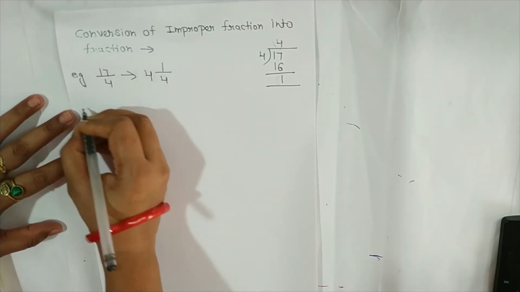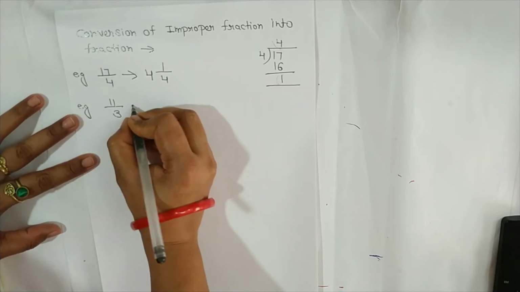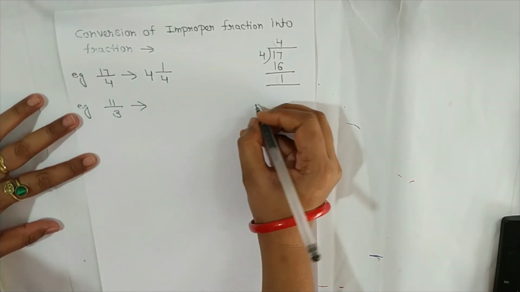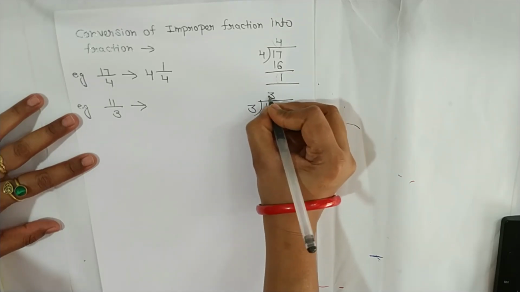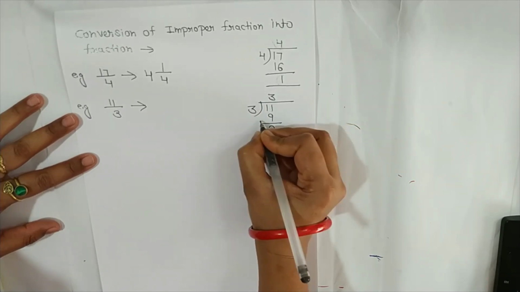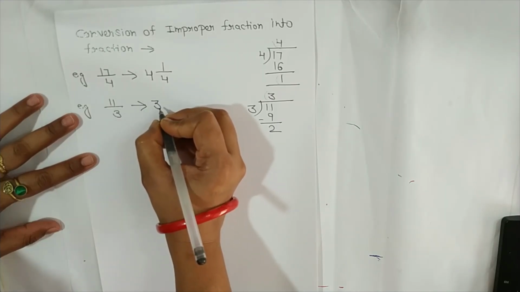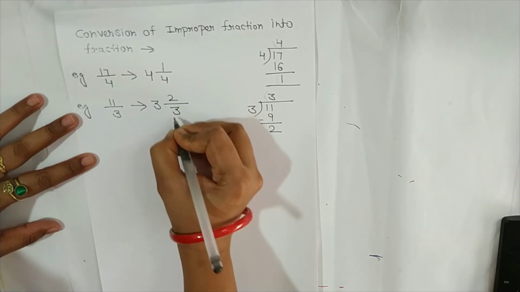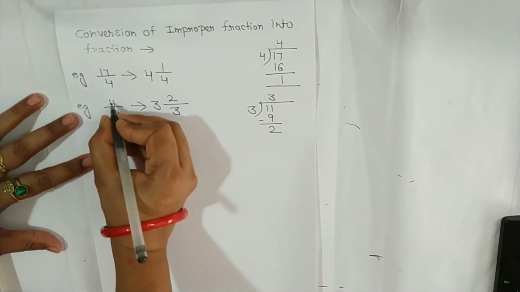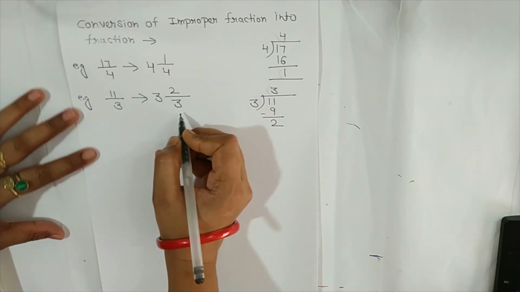We will take another example. Suppose 11 upon 3. Now you have to convert it into a mixed fraction. So same procedure, 11 divided by 3, 3 3s are 9, remainder is 2, so 3 will be the whole part, and 2 becomes the numerator and 3 the denominator. So 11 by 3 can be written as 3 2 by 3.